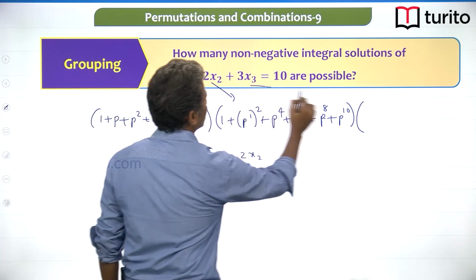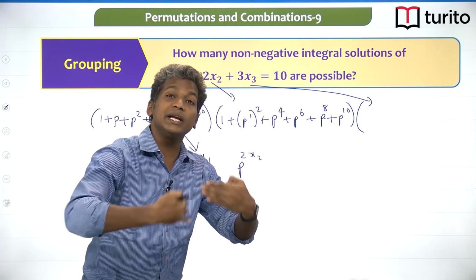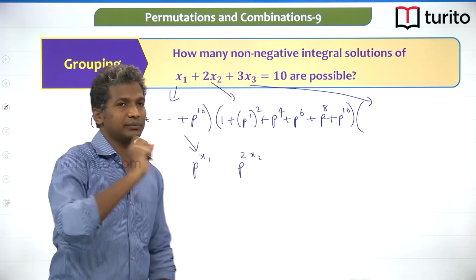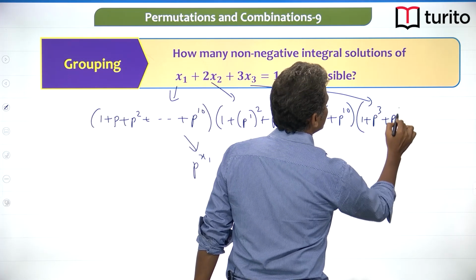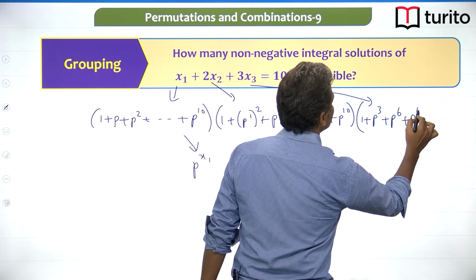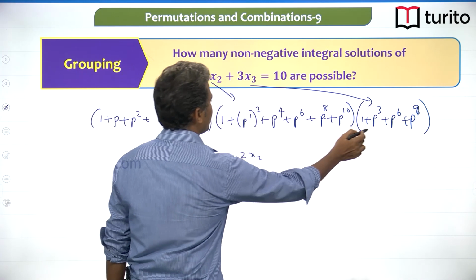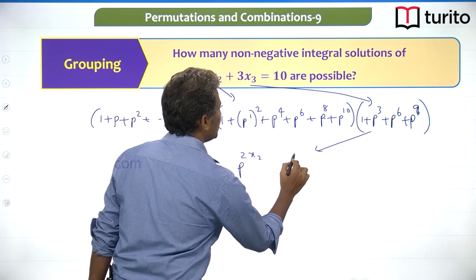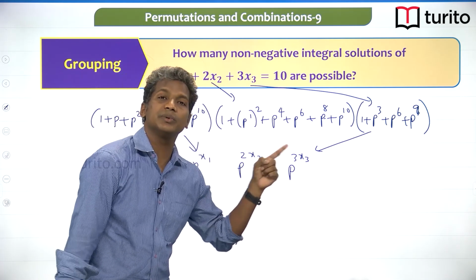Similarly, for the third one, because the contribution is 3 times, the power has to increment as multiple of 3. So 1 plus p cube plus p raised to 6 plus p raised to 9. This way you have to write the function. So that means from here it is going to be p raised to 3x3. And you want the sum of all powers to be equal to 10.